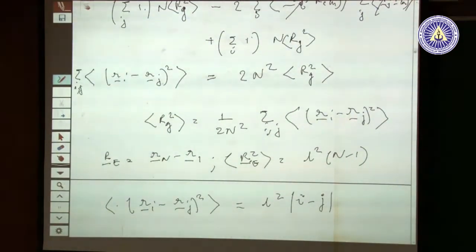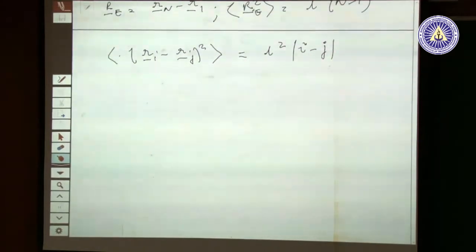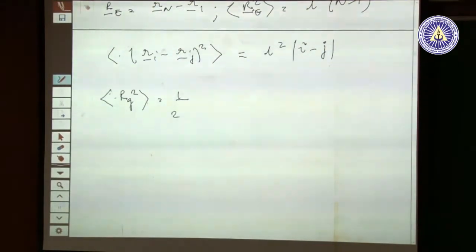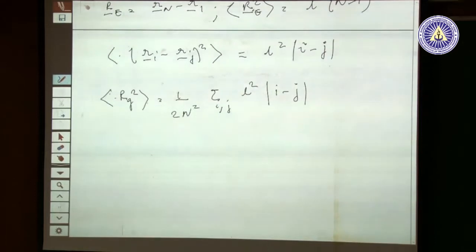Okay. So, in other words, I can now find Rg squared, which was 1 over 2 n squared sum over i j of L squared times modulus i minus j, because that sum is really Ri minus Rj the whole square. Okay. So, let us do this sum. So, we want to sum modulus i minus j, i and j going over from 1 to n.